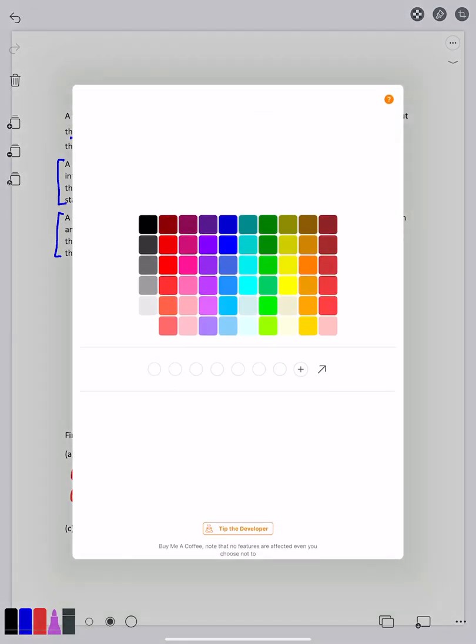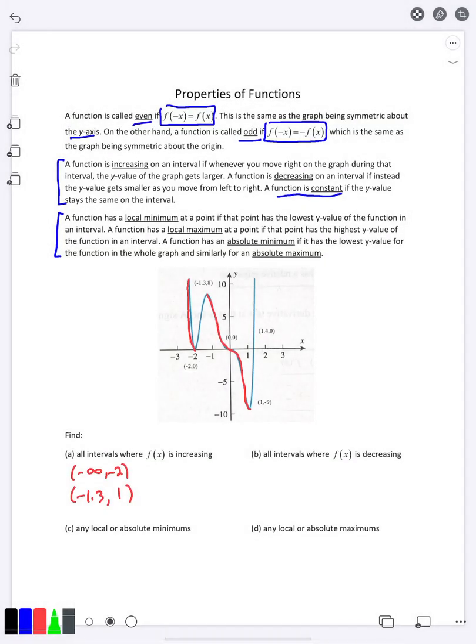On the other hand, we also want to know where it's increasing, and that's going to be these two portions of the graph. That's where it's going up as you go left to right. And again, we need to write these as intervals for the x values. The first part, the x goes from -2 up to -1.3. And the second one, the x value goes from 1 up to infinity. So those would be all the places where we have an increasing graph.